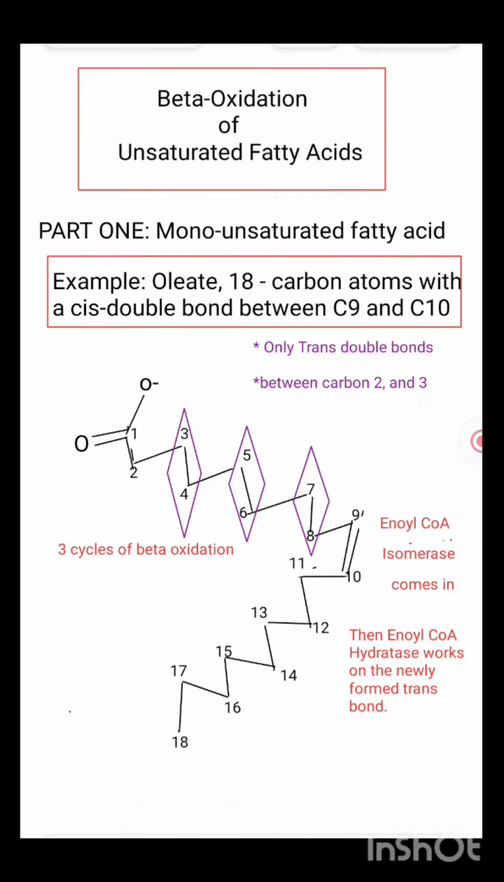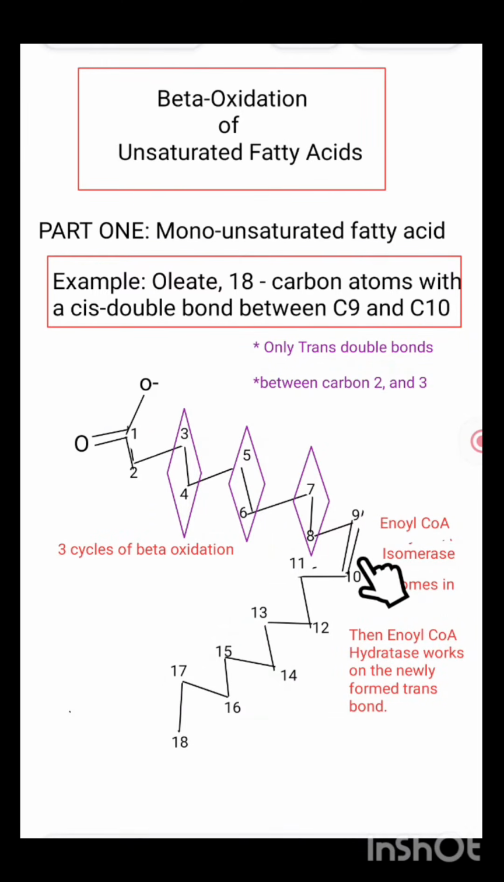So the first aspect that I want us to look at is the oxidation of monounsaturated fatty acids, meaning fatty acids with only one double bond. And the example that we are using today is oleate, with 18 carbon atoms and only one double bond between carbon 9 and carbon 10. So here is the structure of our 18 carbon fatty acid with a cis double bond between carbon number 9 and carbon number 10.